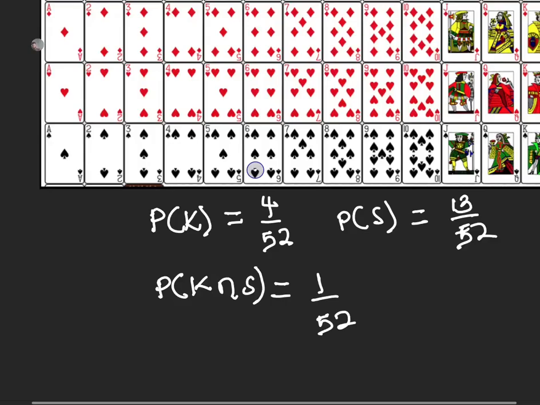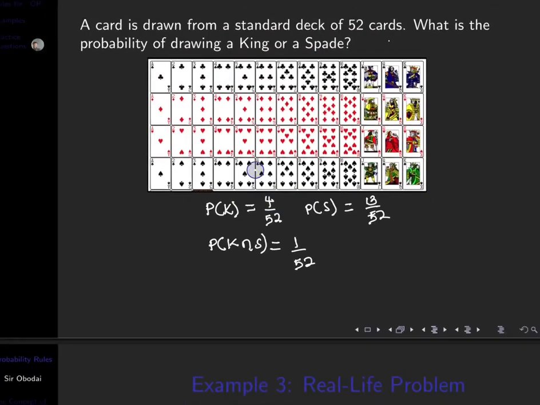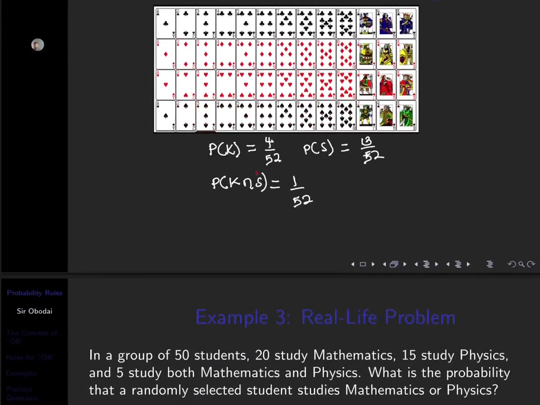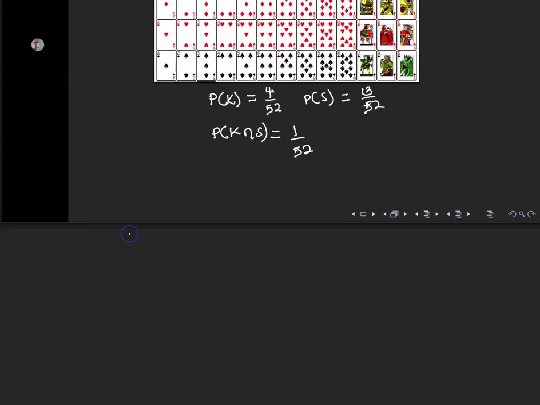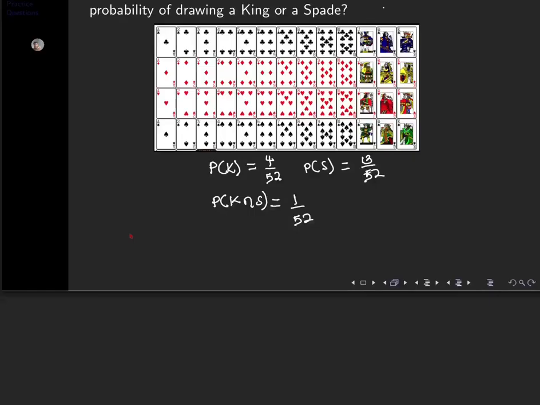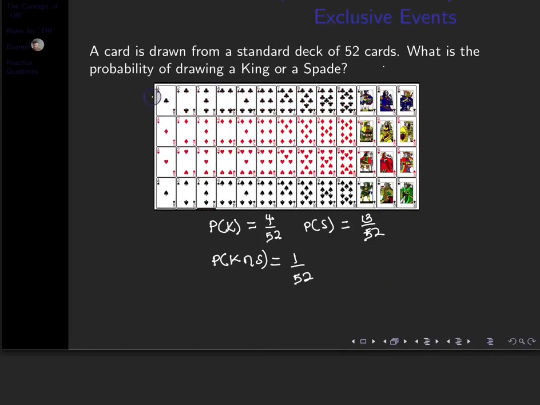I can now zoom out so we solve our question. So as of now, we have all our parameters. Alright? But before we proceed, let me just go over this again. A card is drawn from a standard deck of 52 cards. What is the probability of drawing a king or a spade? We want a king or a spade.